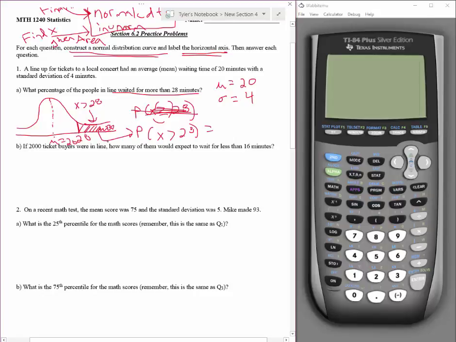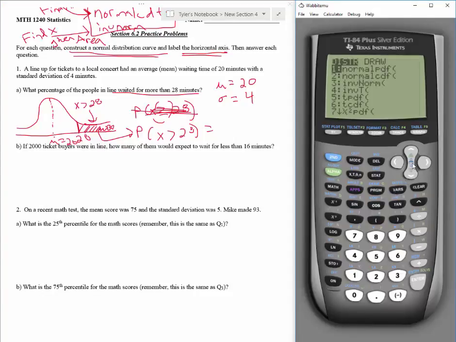So we could use integral calculus to find this, but since this is an algebra-based stats course, we're just going to use our graphing calculator to do so, right? So let me turn my calculator on. I'll just go to second distribution, and then we're going to use the normal CDF, right, which is there. So we want to go from 28 to infinity, right?